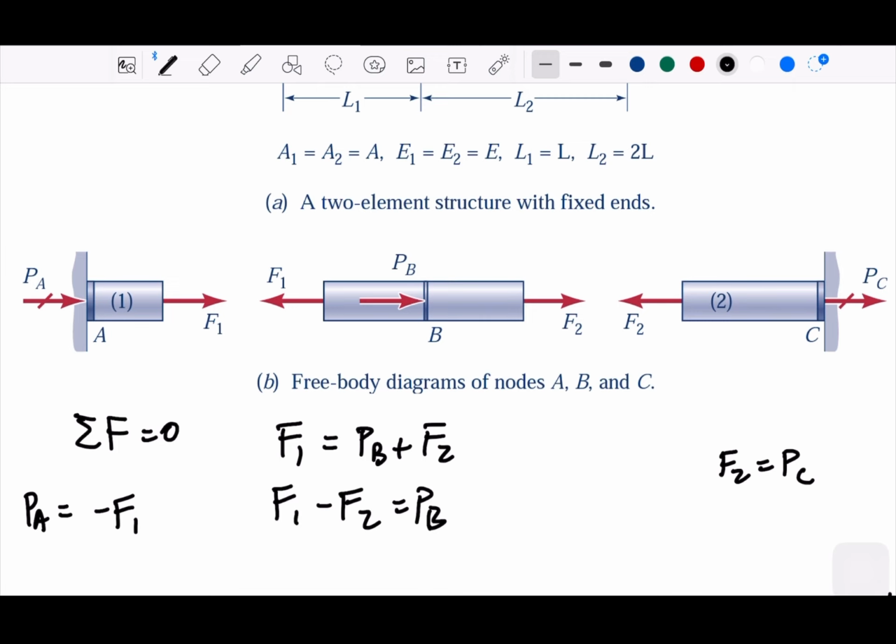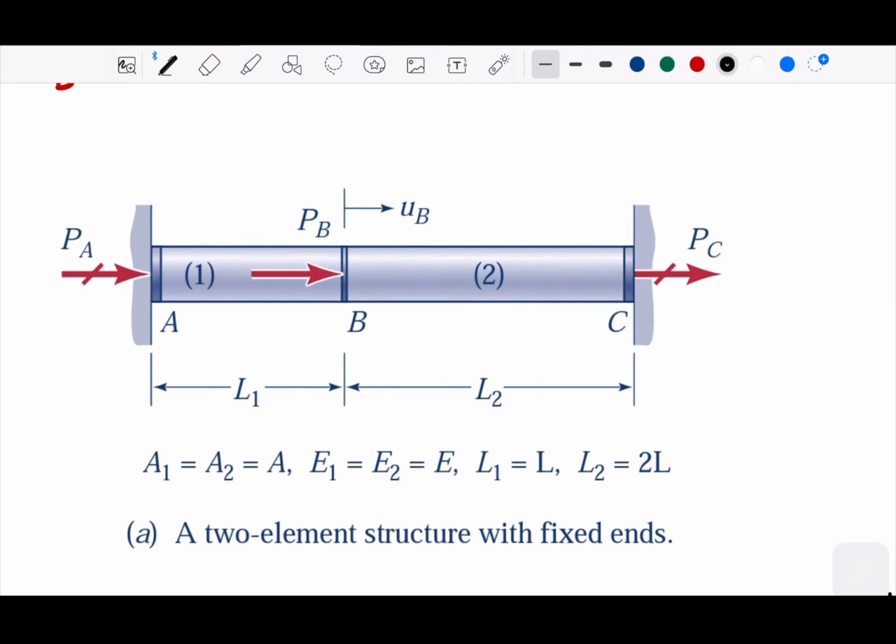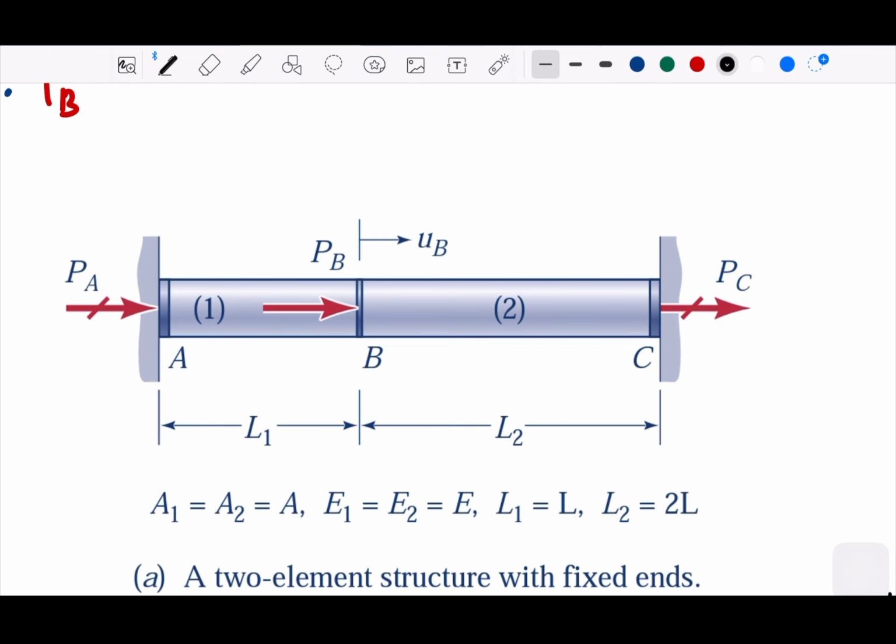Okay. So we need to find a constraint. We need to find a constraint to limit this problem so we can solve. So we need to at least make a relation between this F1 and F2. So what's the constraint? Okay. See that this is a wall, right? This is a wall.